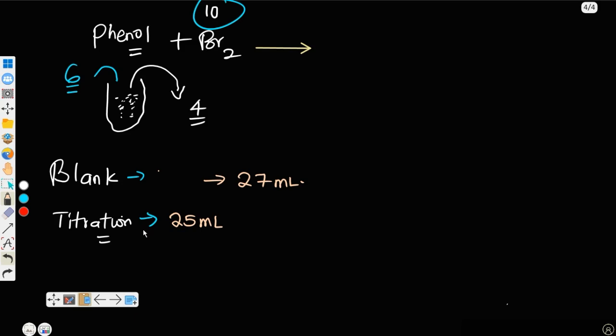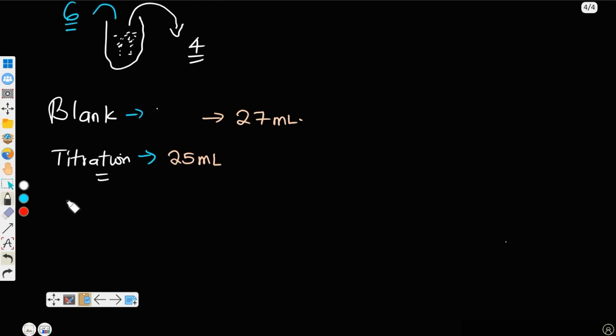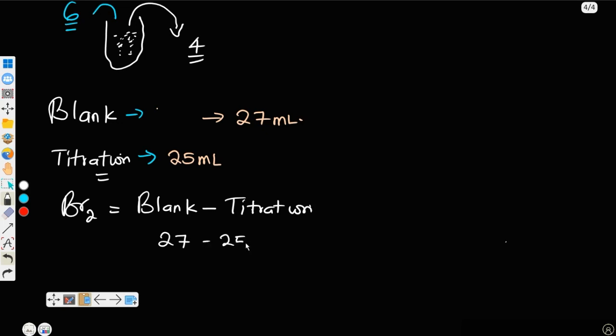Now, at the end of the day, to get the amount of bromine that reacted with phenol, what you are going to do is to subtract the main titration from your blank. So this is going to give us 27 minus 25, which equals 2 ml. So this 2 ml is the amount of bromine that reacts with phenol.